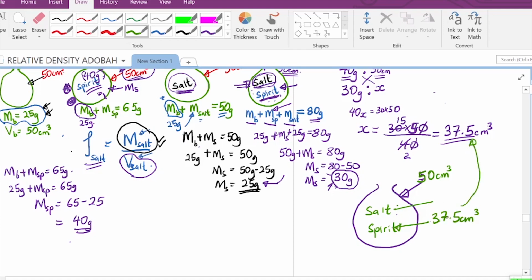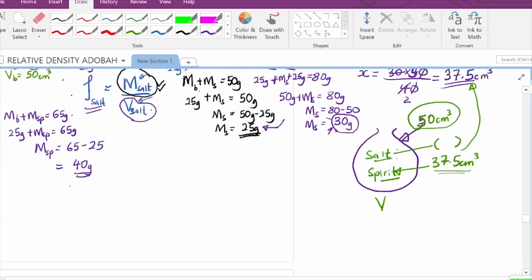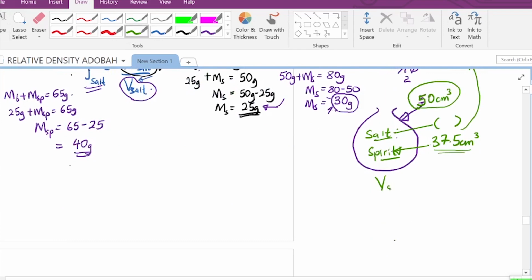So if the spirit is occupying 37.5 centimeters cubed, then we can find what is occupied by the salt, because what is occupied by the salt plus what is occupied by the spirit should give us the total volume of the relative density bottle, which is 50 centimeters cubed. So the volume occupied by the salt is given by 50 centimeters cubed minus 37.5. And what do we have?